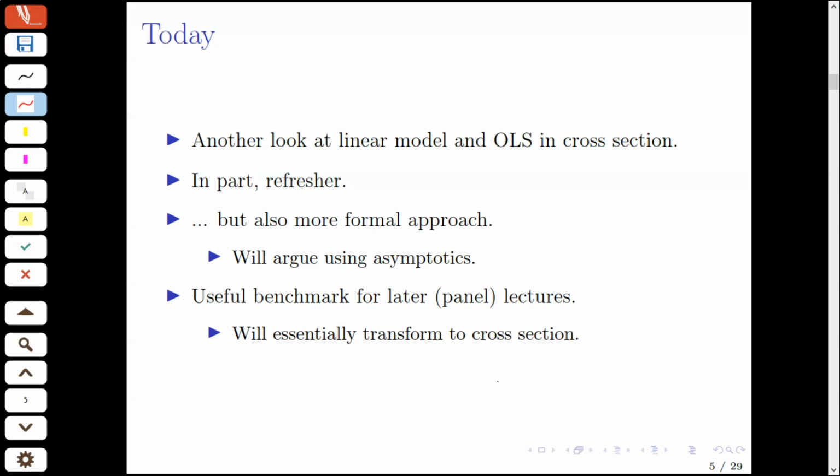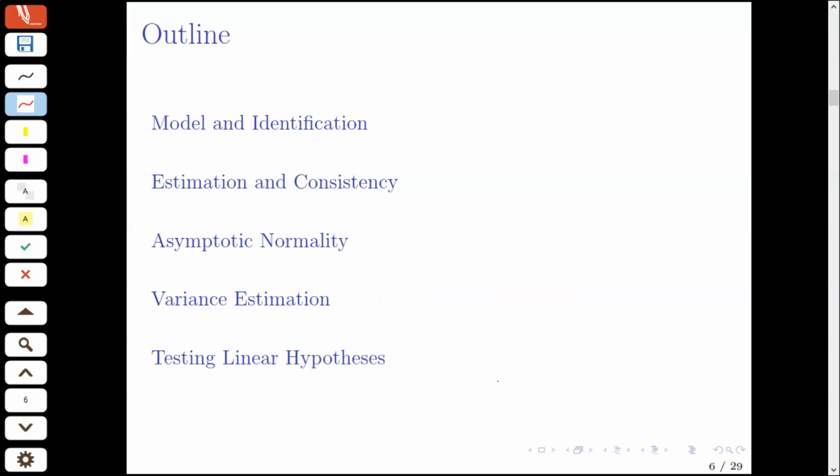Also, the linear model as well as ordinary least squares for cross-section will provide us with a useful benchmark for our later panel data lectures. Essentially, in the next handful of lectures, when we start talking about panel data and estimators for panel data models, we'll try to come up with clever transformations which essentially bring us back to the cross-section in some sense. That will become much clearer, hopefully, later on.